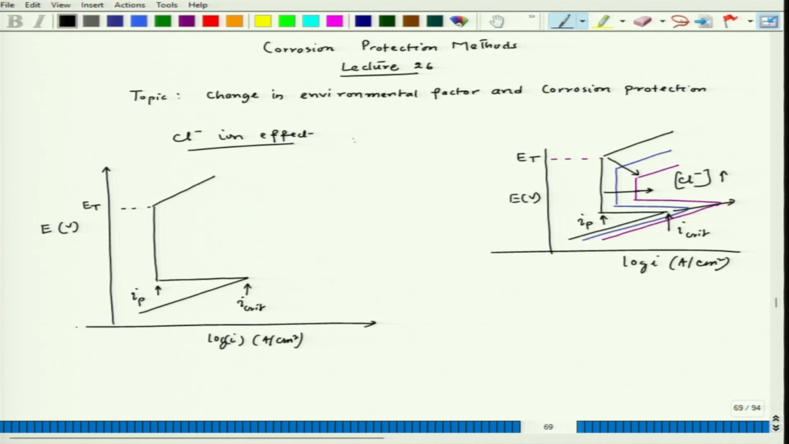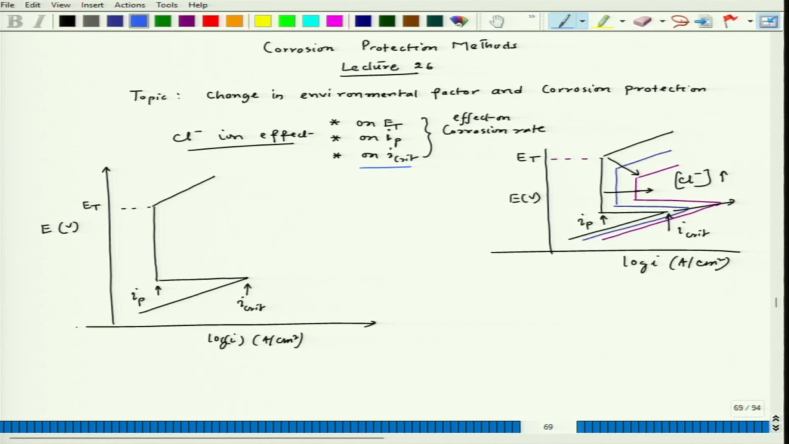And we have seen three aspects. One is on ET, we have done it in our previous class. On IP, that is also discussed in our previous lecture. So, we are looking at I critical and the corresponding influence or effect on corrosion rate. So, we are looking at this point.